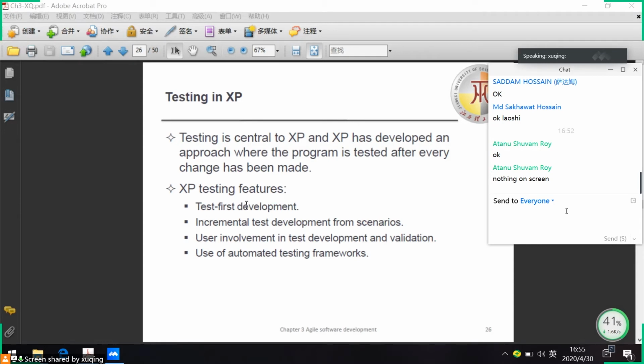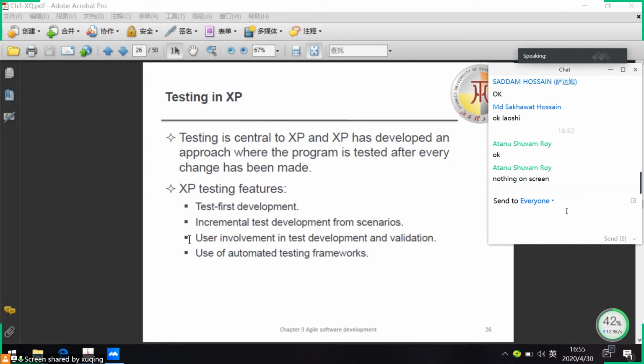We have test first development, incremental test development from scenarios, user involvement in test development and validation, and use of automated testing frameworks. You see here, these four testing features.